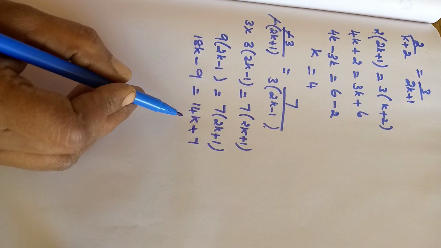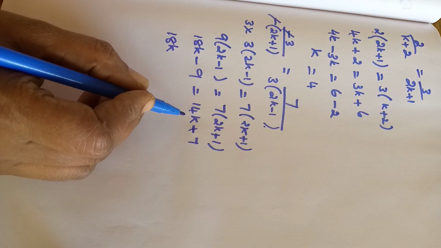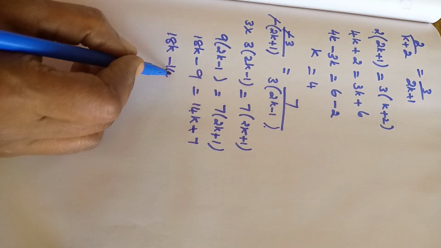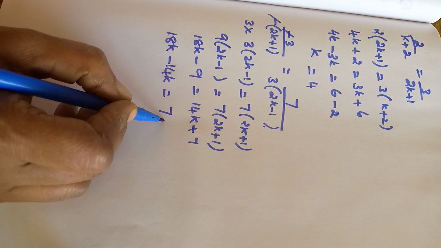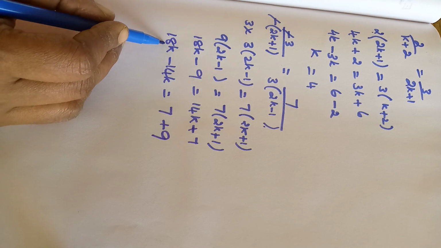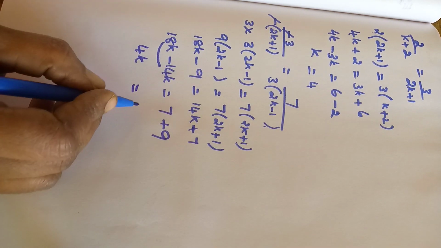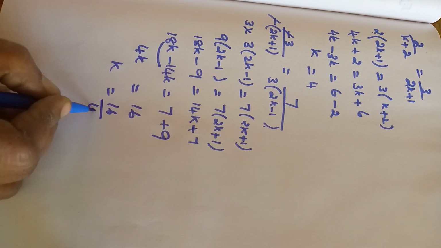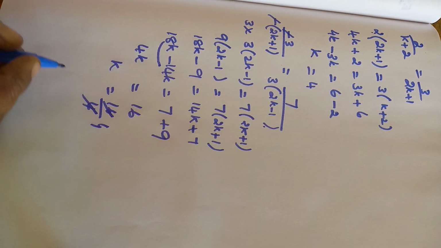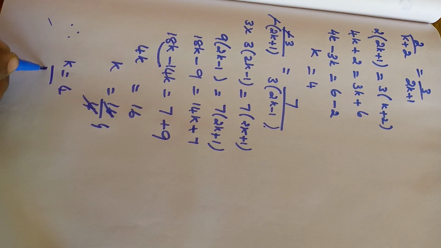So let us take the k terms on one side. 18k, bring this 14k to this side, it becomes minus 14k, is equal to 7. Minus 9 brought here becomes plus 9. So 18k minus 14k is 4k is equal to 16. From here k is equal to 16 divided by 4, we get 4. Therefore k is equal to 4. Understood, students?